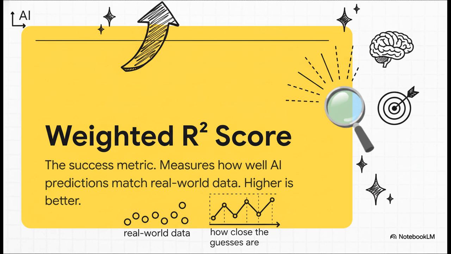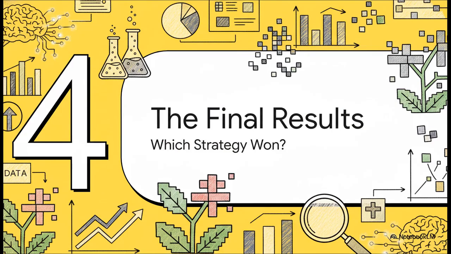All right, before we get to the results, we gotta know how we're keeping score. The metric here is called the weighted R-squared score. Look, all you really need to know is this. It measures how close the AI's guesses are to the real ground truth measurements. A score of 1 would be perfect, so the higher the score, the better the AI is doing. Simple as that.